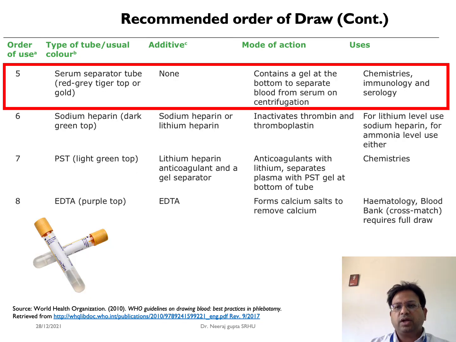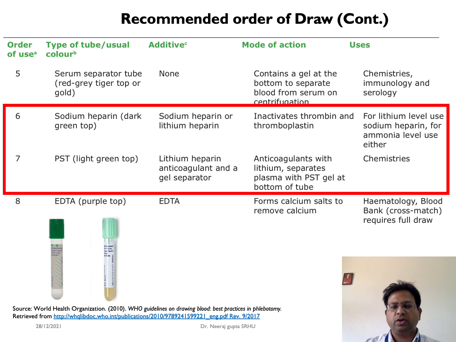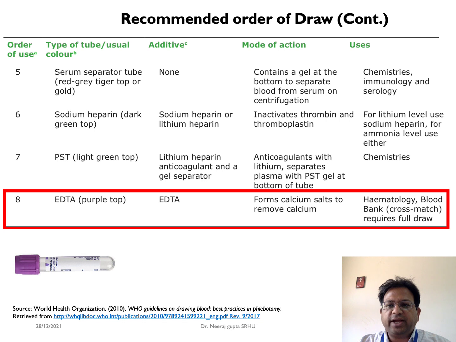Next, we can use gold color top tube, which contains gel at the bottom to separate blood from serum on centrifugation for test in chemistries, immunology, and serology. After that, green color top tube, which contains sodium or lithium heparin that inactivates thrombin and thromboplastin, can be used. Also, light green top tube with additional gel separator falls under this category and can be used. Following that, purple top color tube which contains EDTA that will form calcium salts to remove calcium can be used.